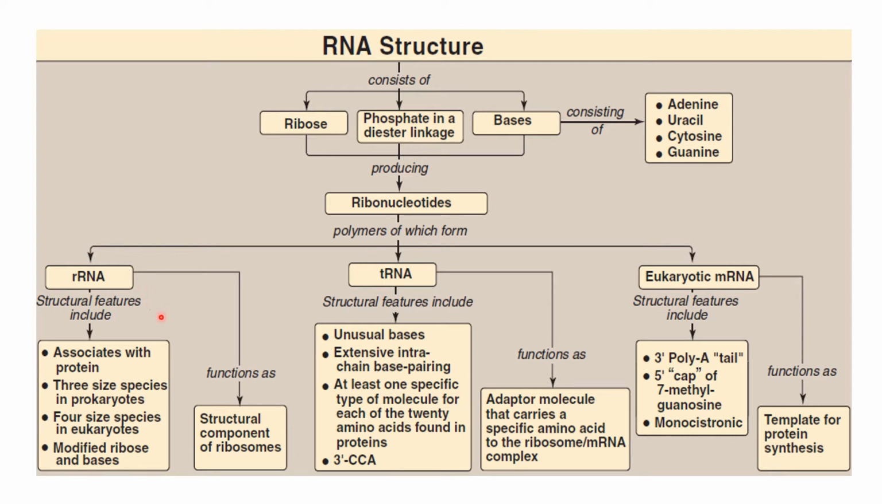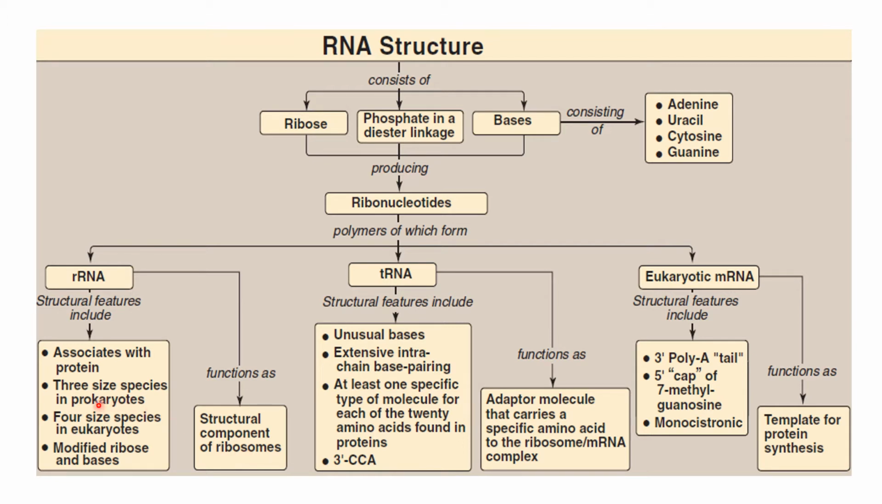Ribosomal RNA, they are destined for the translational machinery. They associate with different types of proteins, both in prokaryotes as well as in eukaryotes, so as to form a ribosome. Now this ribosome, they are the translation machinery which are utilized for the formation of proteins.